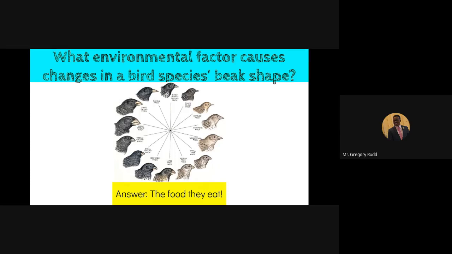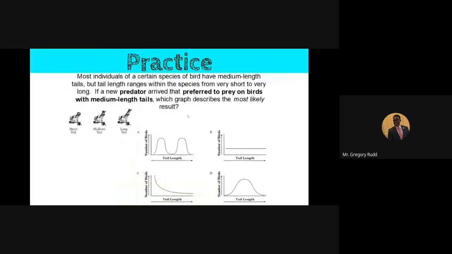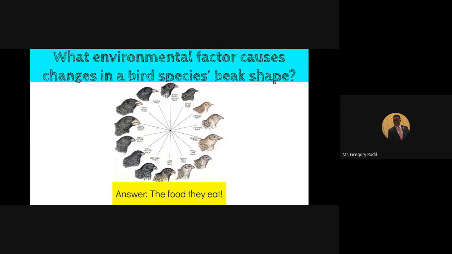They had different food sources. They had different preferences for different types of foods. There was different availability for different types of foods. So rather than all of these species competing for the exact same type of berry or the exact same type of insect or the exact same type of nut, they evolved so that each type of species has a different preference.